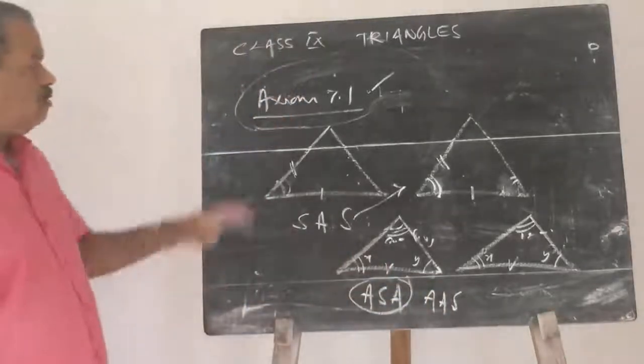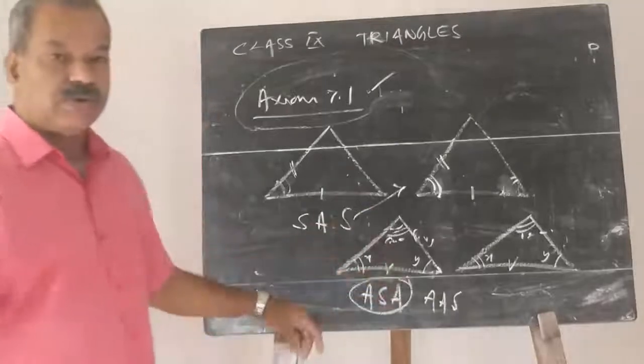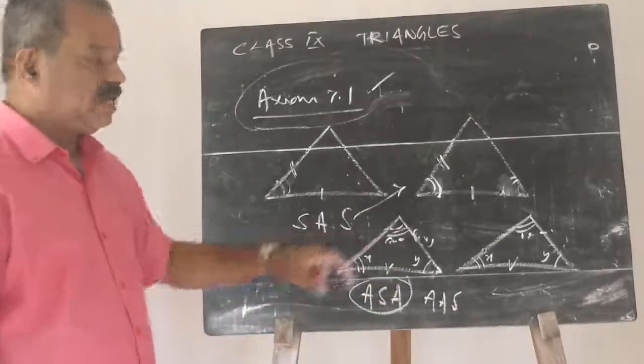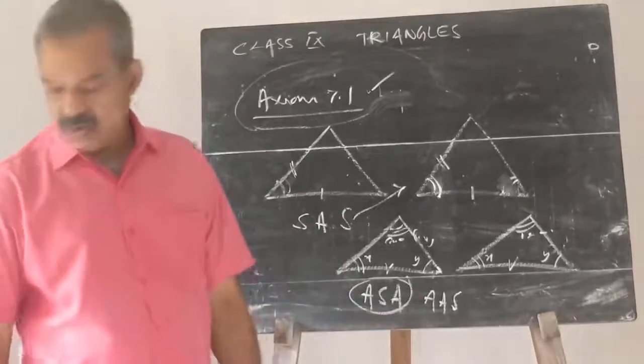So, what are the two minimum criteria for the congruence of two triangles? SAS congruence rule and ASA congruence rule.